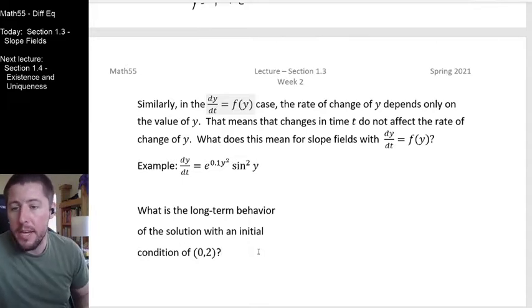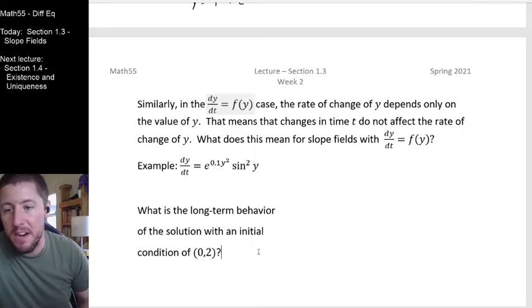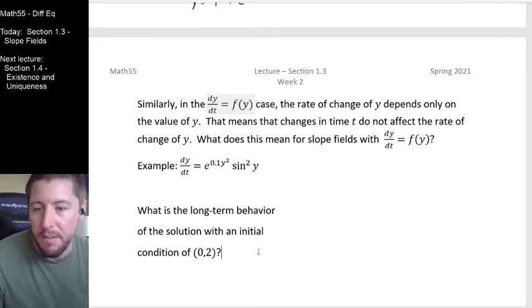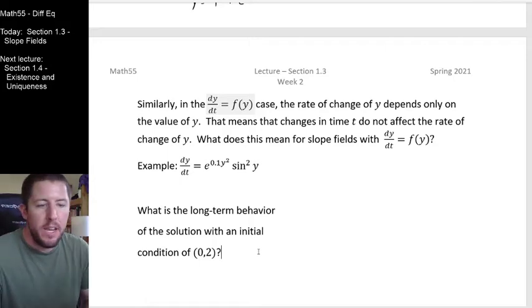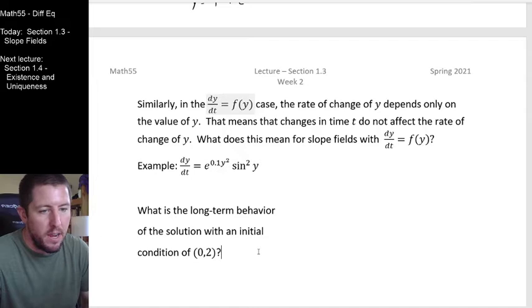Well, one way we could do this is if we could solve the differential equation, get a y equals equation, I could just take the limit as t goes to infinity and answer it. But I can't because I can't solve this thing. So I can't do the limit route to find the long-term behavior. So instead, let's see if we can go ahead and draw this differential equation graph right here.